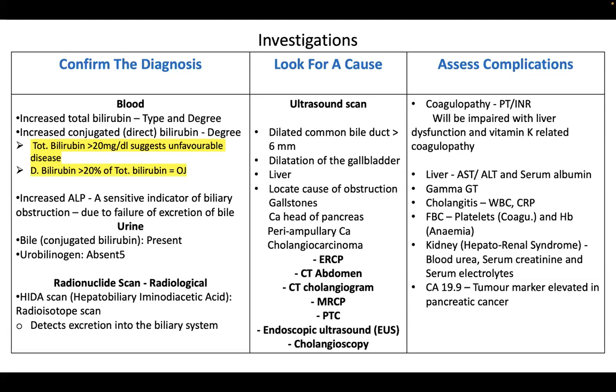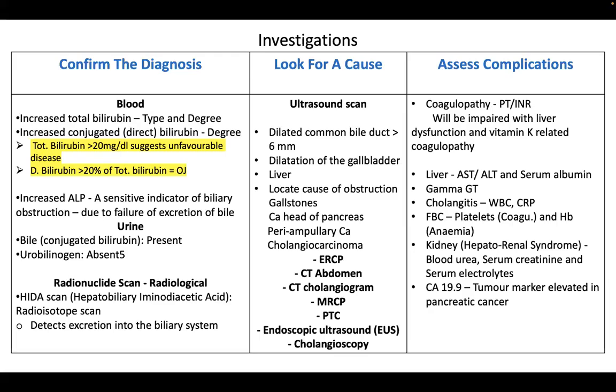And finally, we have to check for any hepatorenal syndrome. So here you will check your renal function tests like serum creatinine, serum electrolytes, and blood urea. And finally, if you are really suspecting a tumor, you can even check your tumor markers. So I have listed these out according to confirmation of diagnosis, looking for a cause and assessing complications.